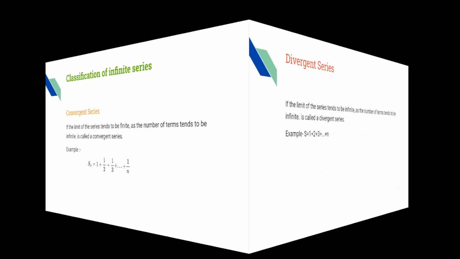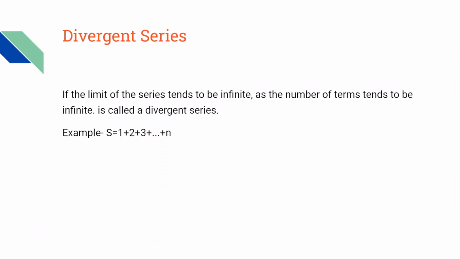But if a series tends to be infinite as the number of terms tends to infinity, then this is called a divergent series. Look at that series: S is equal to 1 plus 2 plus 3 plus dot dot dot plus n. Look at the series, this summation will be infinite. So this is called a divergent series, because the limit of the series tends to infinity as the number of terms tends to infinity.